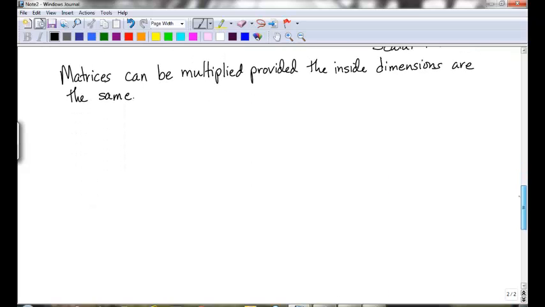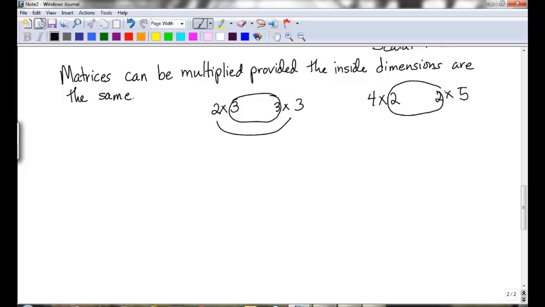What I mean by inside dimensions: if you look at two matrices and you have a 2 by 3 and a 3 by 3, can you multiply them? If these two inside dimensions are the same, yes, you can multiply them, and the answer is a 2 by 3. It's the outside. If I had a 4 by 2 and a 2 by 5, as long as those inside dimensions are the same, yes, you can multiply them, and my answer would be a 4 by 5. So let's look at an example.